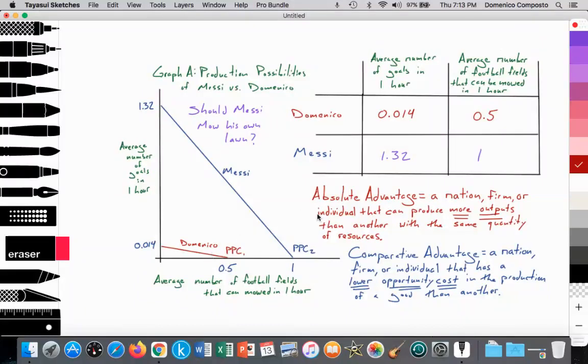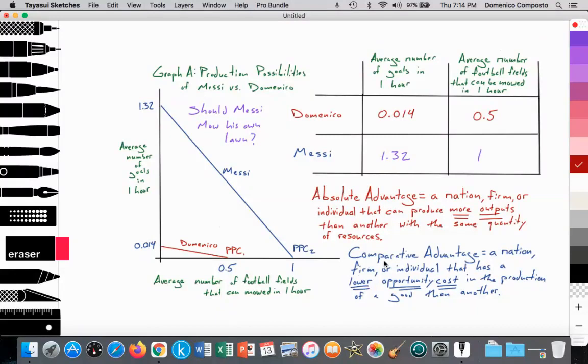So according to Adam Smith, Lionel Messi has the absolute advantage. He can produce more goals or cut more football fields than I can in the same amount of time. So Lionel Messi has that advantage. So according to Adam Smith, he should be doing both. He should be playing football and he should be cutting the grass because he's clearly better than me at both.